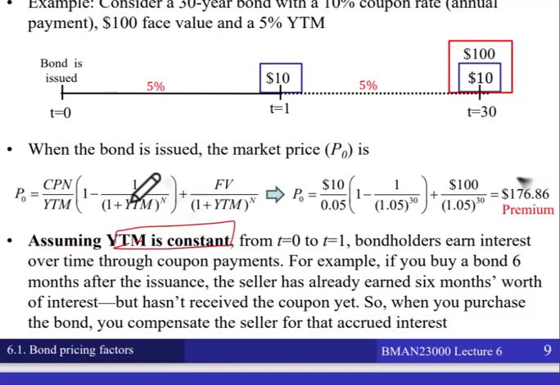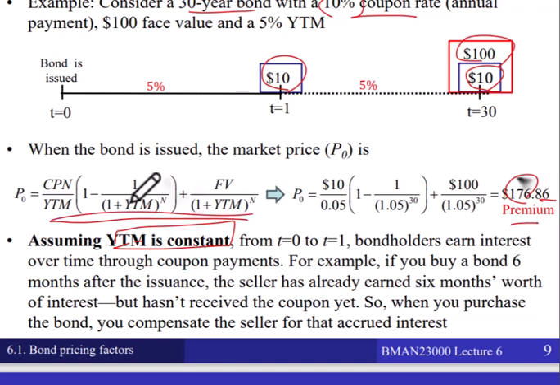So let's use this simple example. Consider a 30-year bond with 10% coupon rate. So every period, every 1 year, we're going to get $10. At the end, we're going to get face value $100 and $10. The initial price for this bond is going to be 176.86. We use this simple annuity formula to get the premium.